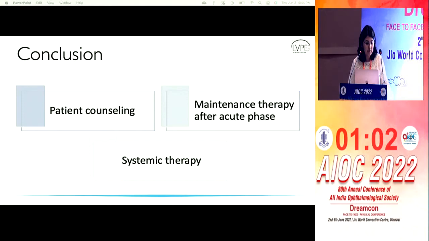So in conclusion, patient counseling is one of the most important parts of managing an uncontrolled ocular allergy. They have to be counseled regarding avoiding eye rubbing as well as the chronic nature of the disease. Maintenance therapy for patients who have chronic, mild to moderate disease is needed after the acute phase resolves. This can be given with either topical steroids or topical tacrolimus or cyclosporin. Systemic therapy is reserved for those patients who have a very severe disease, which is also chronic, or they have associated systemic allergy as well.